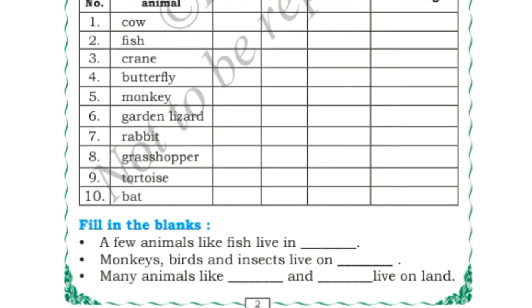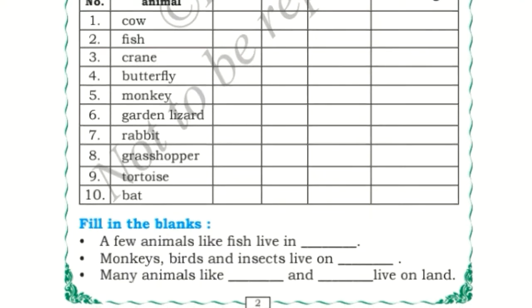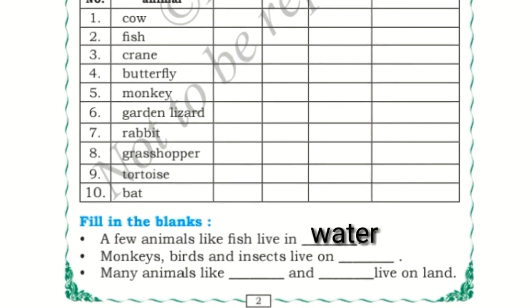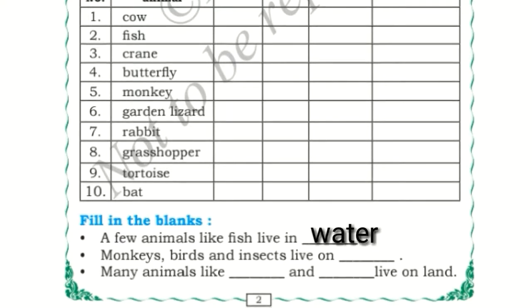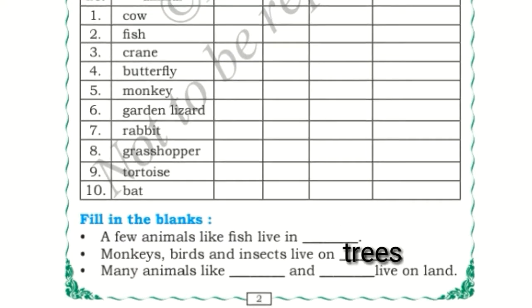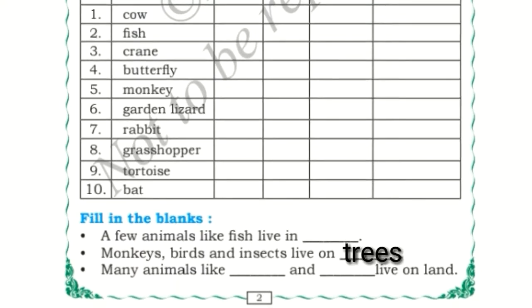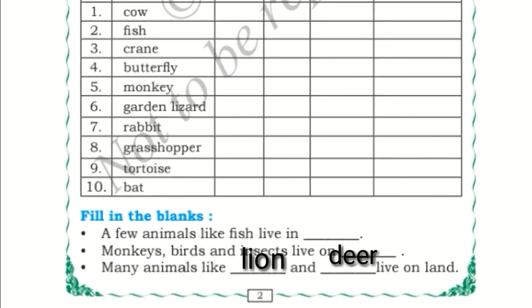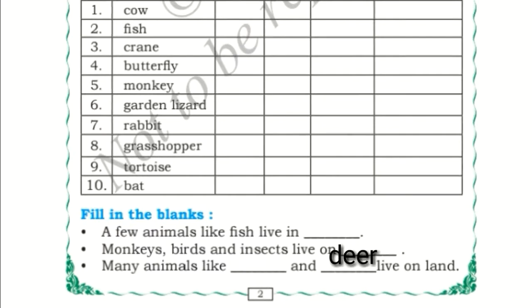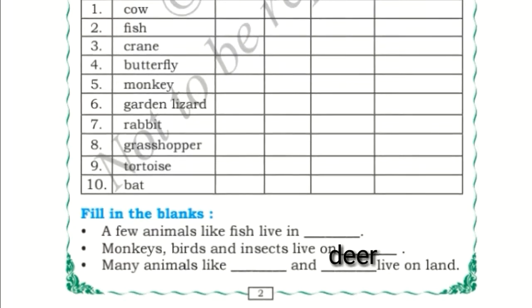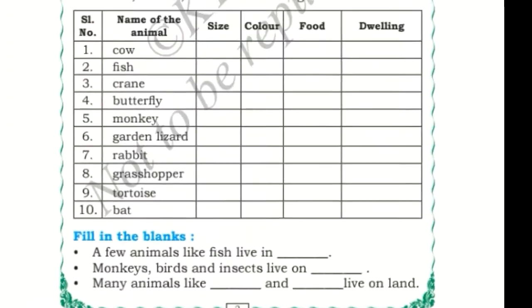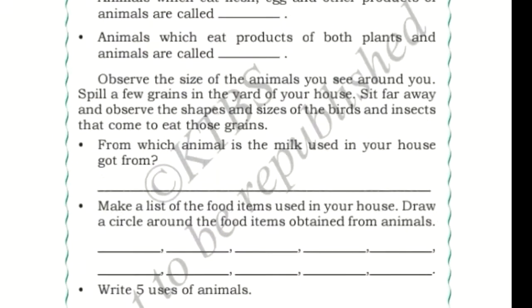Now fill in the blanks. A few animals like fish live in dash. Fish live in water, so here you can write water. Monkeys, birds and insects live on dash. They live on trees. You can write here tree. Many animals like dash and dash live on land. Here you have to write the examples of 2 animals which live on land. Shall we write lion and elephant? Lion, elephant, cow, deer, whichever animals live on land, you can write the names of them. Okay, let us move to the next.